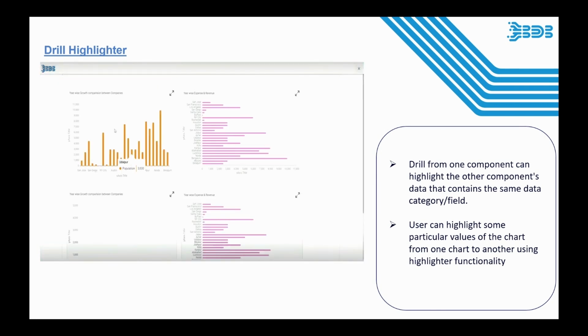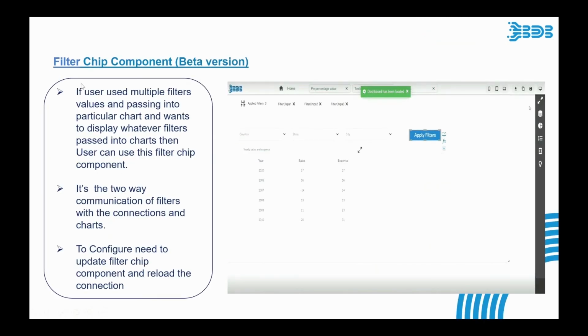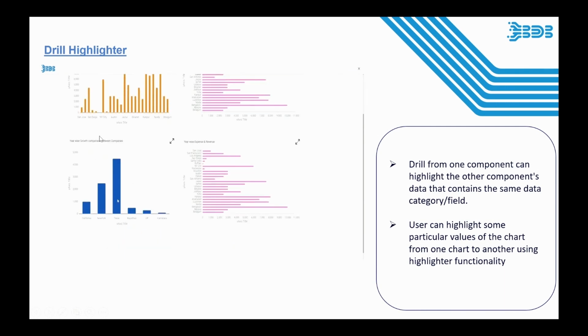Next is drill highlighter. What is the feature drill highlighter? Drill highlighter is when the user wants to highlight some particular values of the chart from one chart to another chart, then we can use this feature. For example, we have two charts, and both are plotting the same kind of category. Then we drill one particular value on one chart, so it's highlighted in the same chart and in both the charts. And second, we have also done it for the hierarchy kind of category.